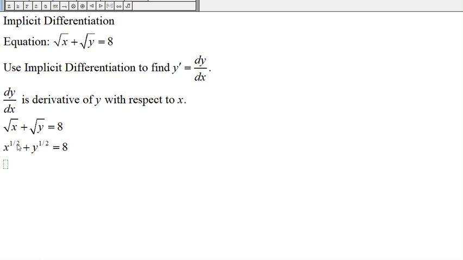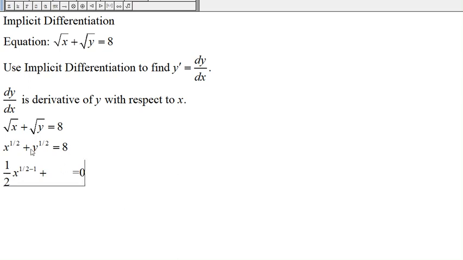So the usual derivative here is just 1/2, and then x to the 1/2 minus 1. So put the exponent in front of the x, and then subtract 1 from the exponent. And then plus, and then let's do the other one. The usual derivative for the constant 8 is 0.